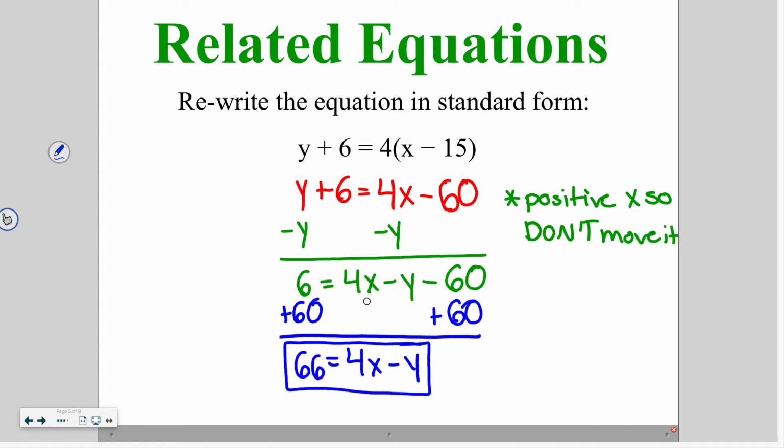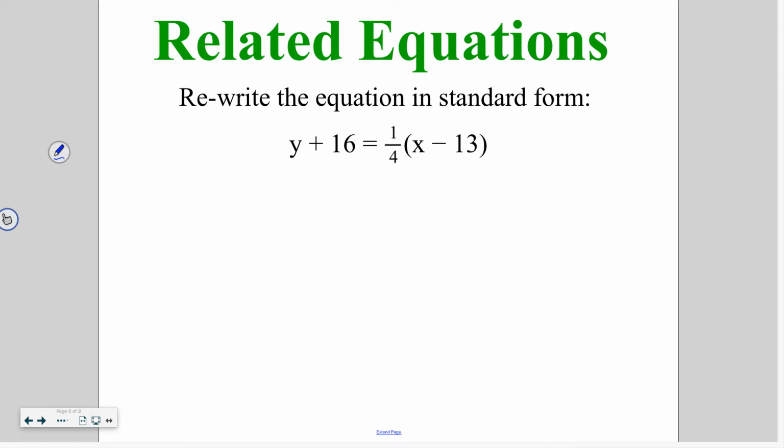So we get 6 is equal to 4x minus y minus 60. Then I need to get rid of that 60, so I'm going to add 60 to both sides, giving me 66 is equal to 4x minus y. X is positive, x or y exists, no fractions or decimals, and we can't divide by the same number.